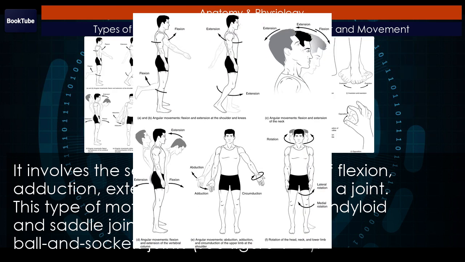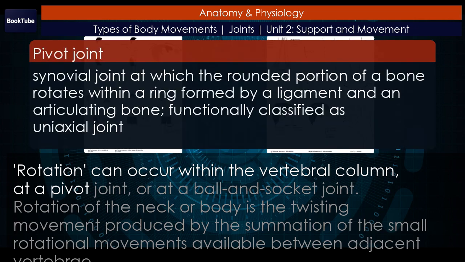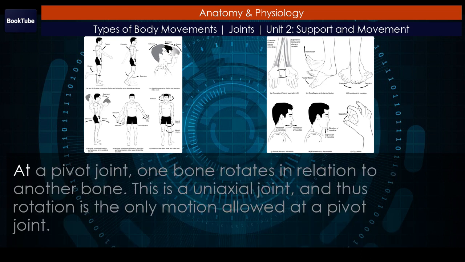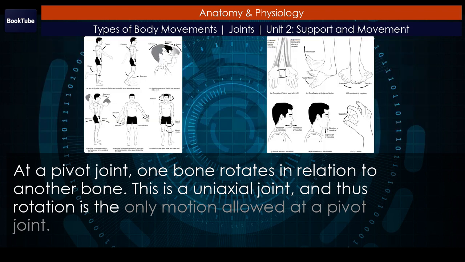See Figure 1e. Rotation. Rotation can occur within the vertebral column, at a pivot joint, or at a ball and socket joint. Rotation of the neck or body is the twisting movement produced by the summation of the small rotational movements available between adjacent vertebrae. At a pivot joint, one bone rotates in relation to another bone. This is a uniaxial joint, and thus rotation is the only motion allowed at a pivot joint.